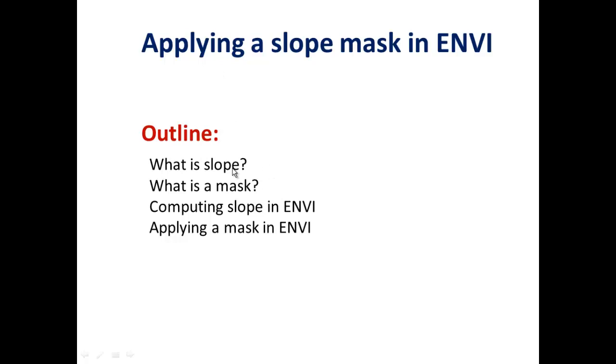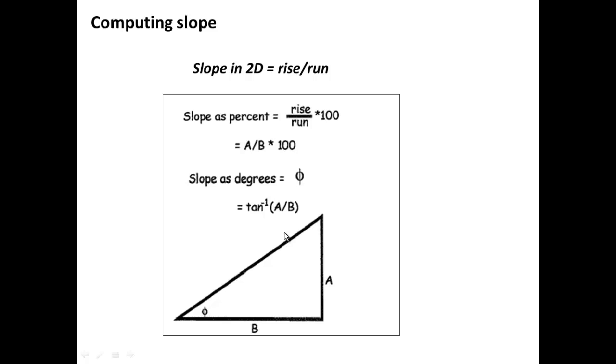So first, what is slope? Second, what is a mask? And then I'll show you how to compute slope in ENVI and apply a mask in ENVI. So what is slope? As you know, in 2 dimensions, slope is just given by rise over run, and it's a unitless quantity. So in this case, the slope in degrees is given by this angle theta, and it mathematically would be the arctangent of the opposite over adjacent, or A over B.